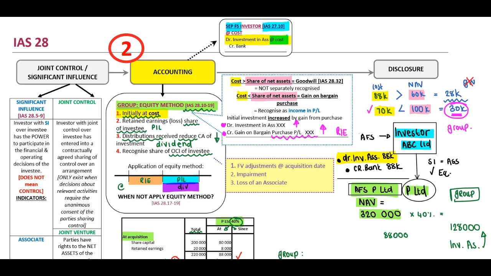Right. Now, there are 3 additional sections that I want to work through. Number one, when there are fair value adjustments at acquisition date, when there are possible impairments of the associate, or when the associate recognized a loss in terms of profit and loss, which should be included in the group.